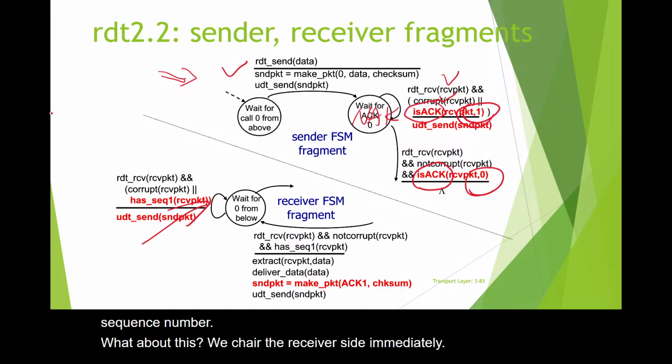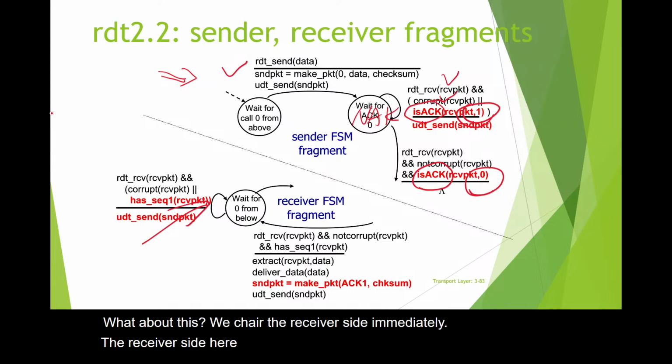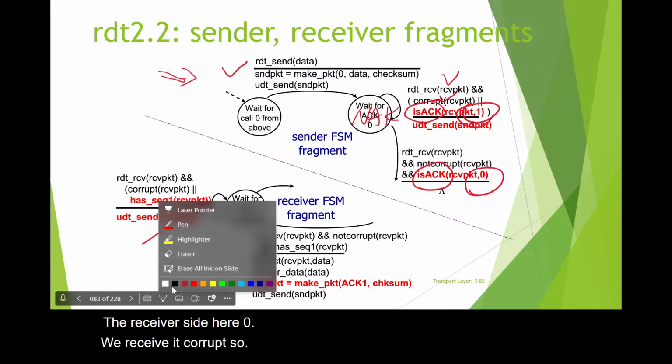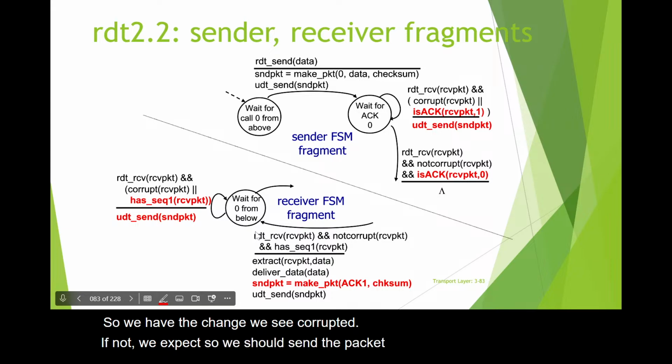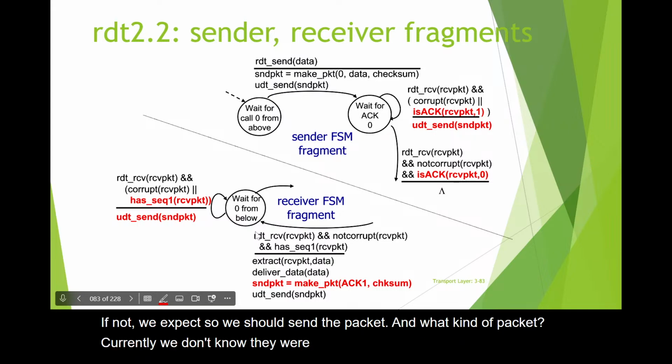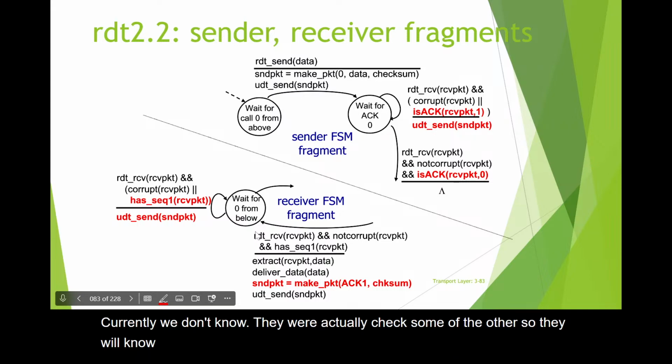The receiver side here, 0. We receive it corrupted, so we have the change, received corrupted. 0 is not what we expect, so we should send the packet. And what kind of packet? Currently, we don't know that one. Actually, we want to check some of the others so they will know. Yes, we have a same packet here.